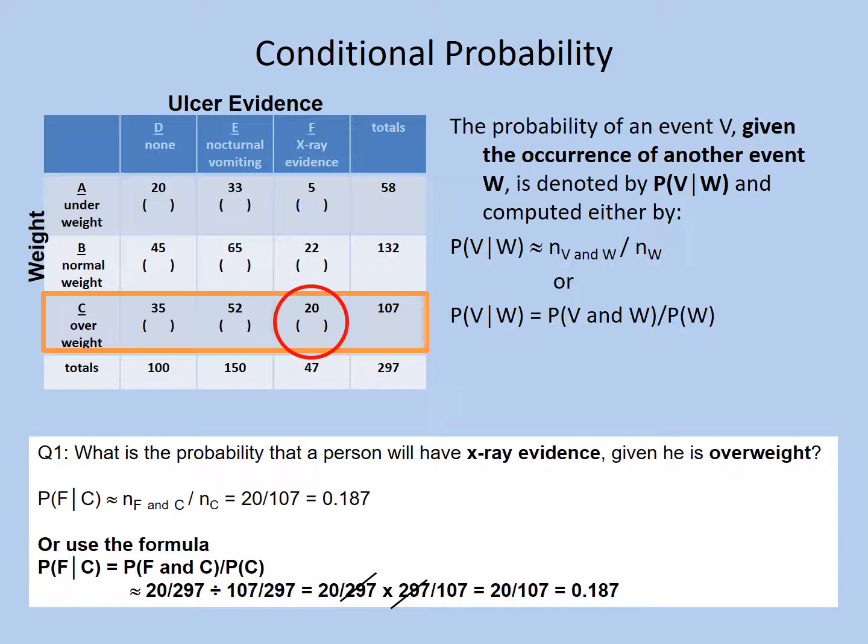We could have alternatively computed this conditional probability using the formula P of F and C divided by P of C. P of F and C is estimated by 20 over 297. P of C is estimated by 107 divided by 297. When we divide 20 over 297 by 107 over 297, we again obtain the answer, 20 over 107, which is 0.187.